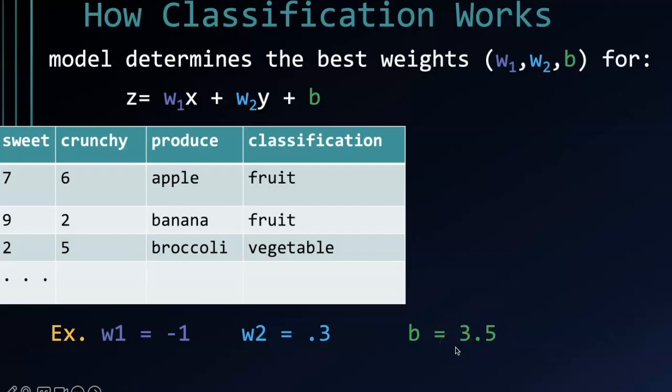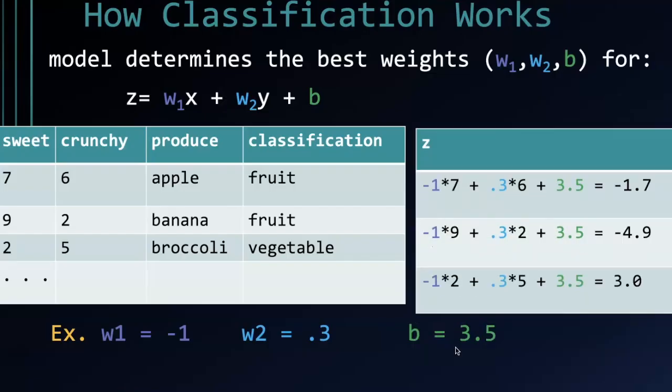is added. So for all of these inputs, we can do the math and we can say, well, we've got our sweet, our X value, our crunchy, our Y value. We can multiply them by the weights. We can add on that bias, and then we end up getting a number that's a negative number. Same thing with the banana. So it turns out that the fruits end up getting these negative numbers. The broccoli ends up getting positive numbers.